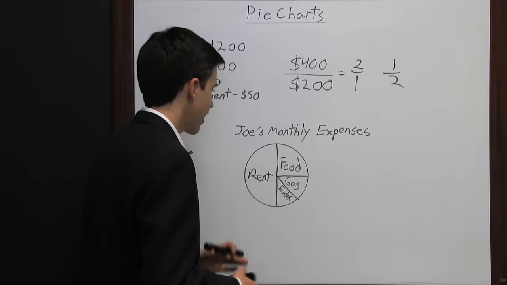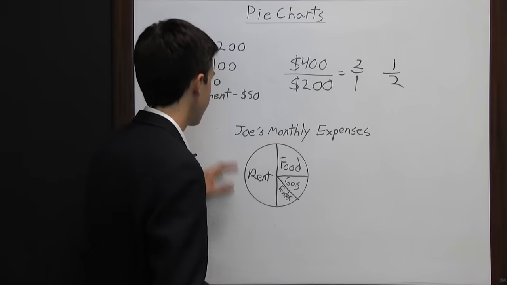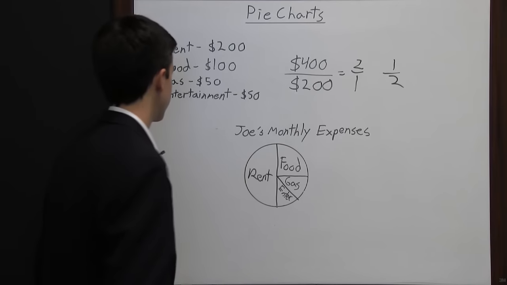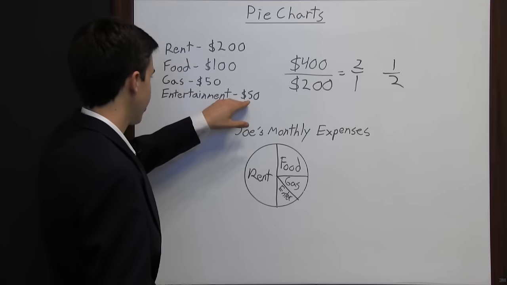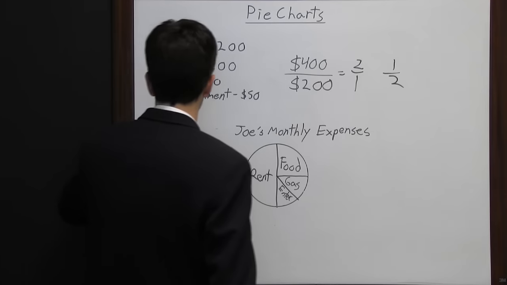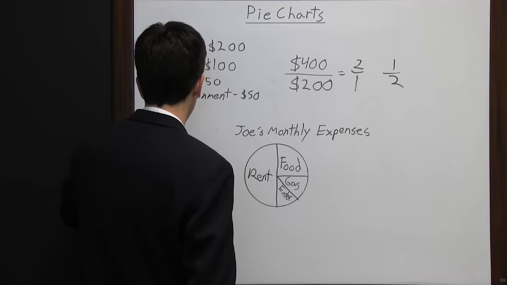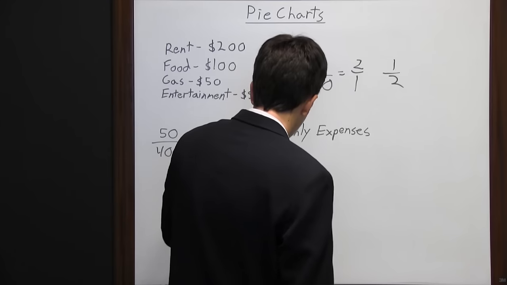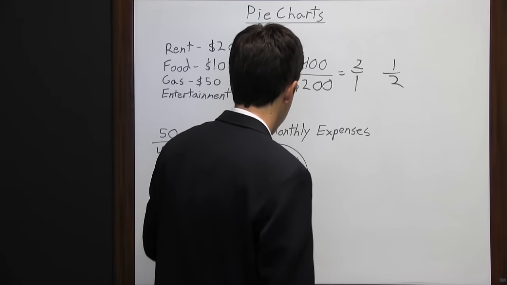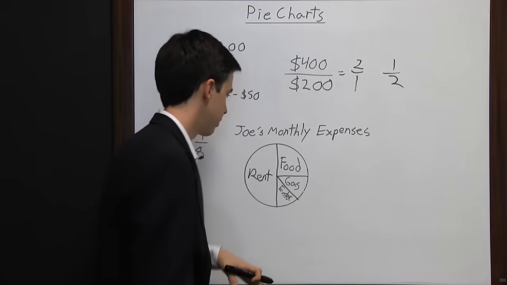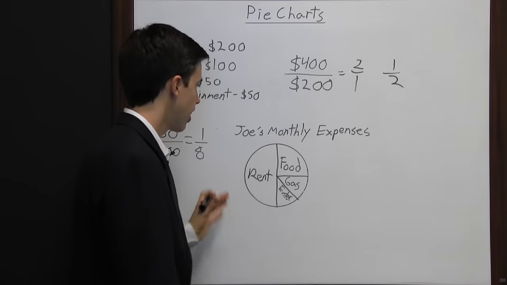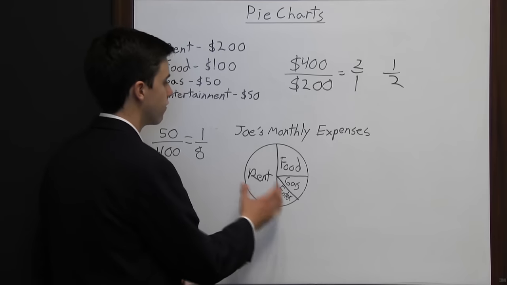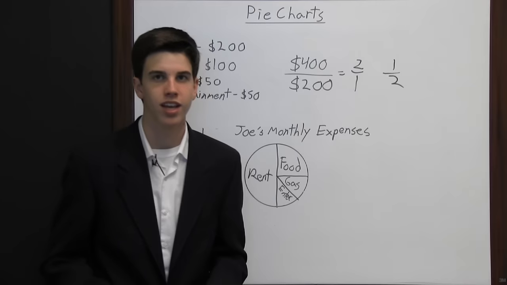So when making a pie chart, it's important that the writer titles it, and they also need to understand what percentage of the whole each thing represents. So here someone needs to see, okay, entertainment, $50, and the total expenses are $400, and realize that 50 is 1/8 of that. So entertainment can only be 1/8 of this circle right here, because if it was a bigger area of the circle, then it would be disproportional, and it wouldn't clearly convey to the reader. So the important thing here to remember is that a pie chart is a visual way to show how a category is divided up.